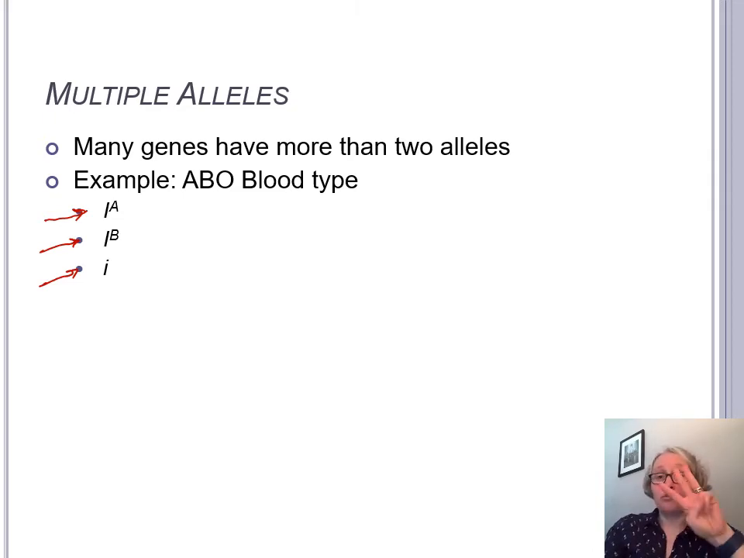Again, we've got 3 options. So this is an example of multiple alleles. As those alleles come together, this gives us various blood types. For instance, let's just go through a couple of them. If you're this individual, what type of blood would this individual have?